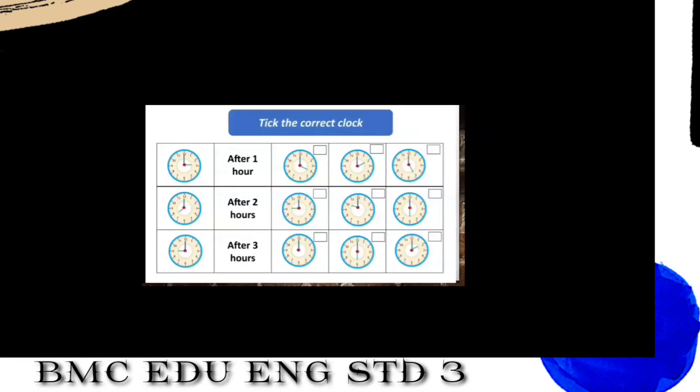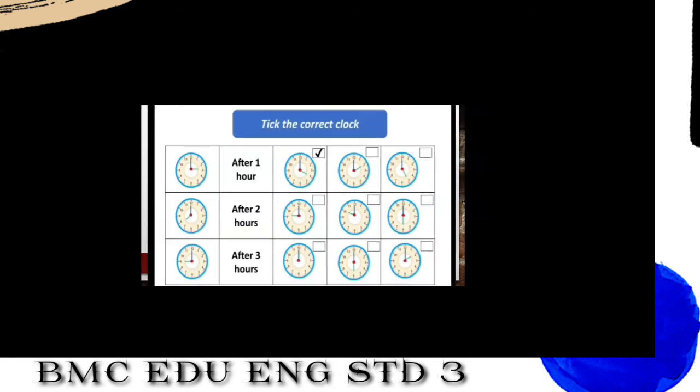Now see, you have to take the correct clock. Now see the first clock. The options are given. 3 clock options are given. First you see, what is the time in the first clock? Yes, it's 3 o'clock. But after 1 hour, what will be the time? The options are 4 o'clock, 2 o'clock, or 5 o'clock. After 1 hour, when it takes a complete 1 round, yes, after 1 hour, it will be 4 o'clock. So we will take the 4 o'clock.